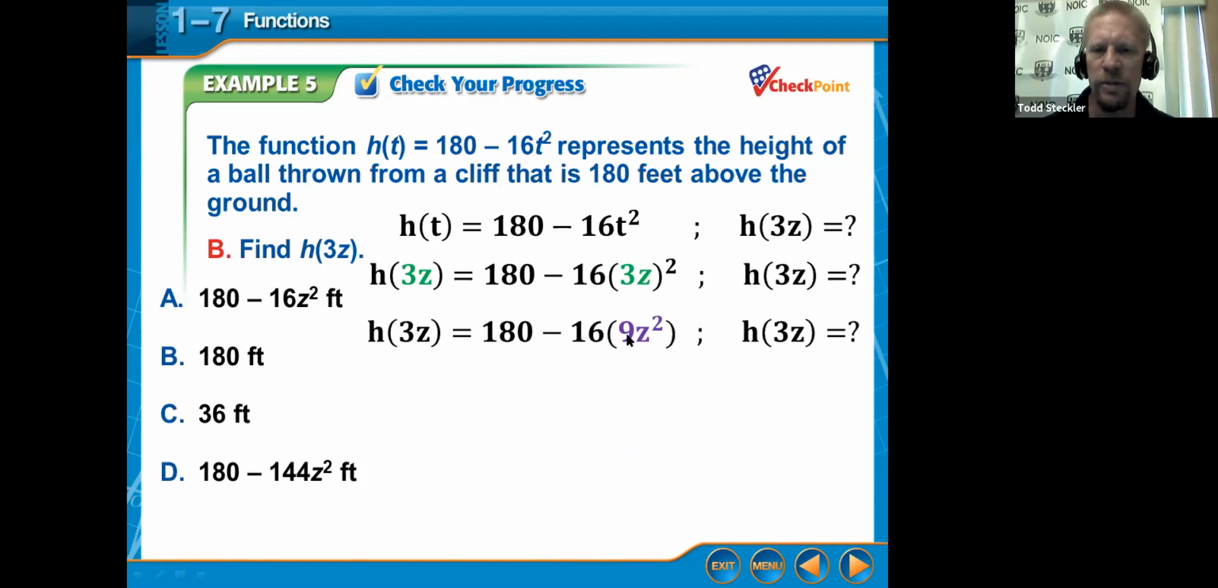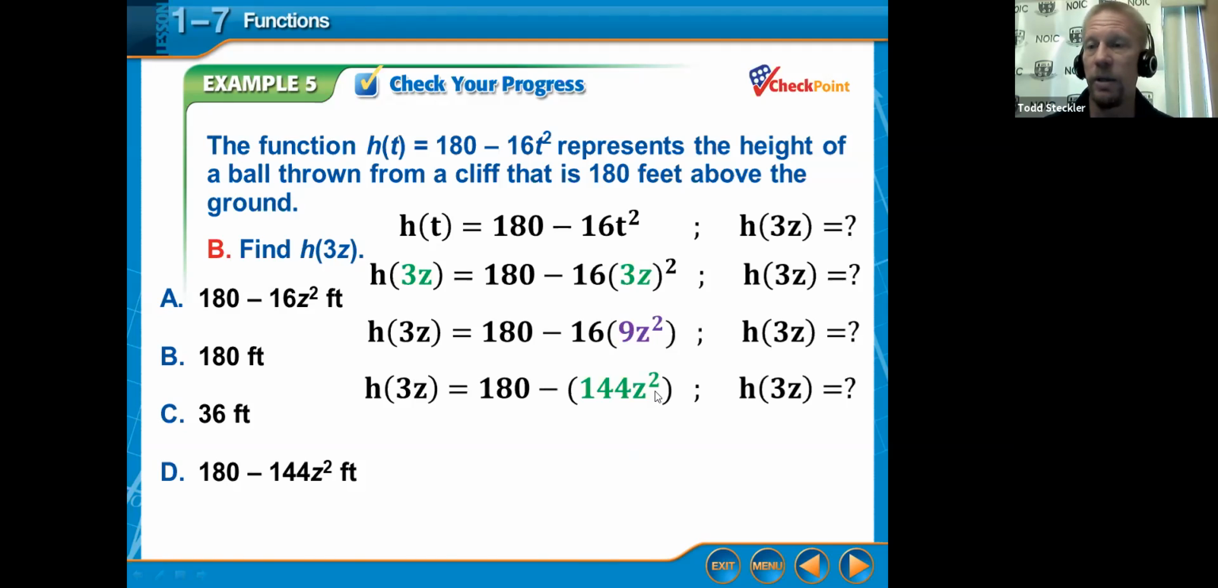Next, we'll multiply 9z squared times 16. That's 144z squared. Now it's time to subtract. To subtract, we look for like terms. We don't have any like terms, so we're done. So h of 3z is equal to 180 minus 144z squared. The unit on this is feet because it's a height. So when the time is 3z seconds, the height is 180 minus 144z squared feet. And that answer is letter D.